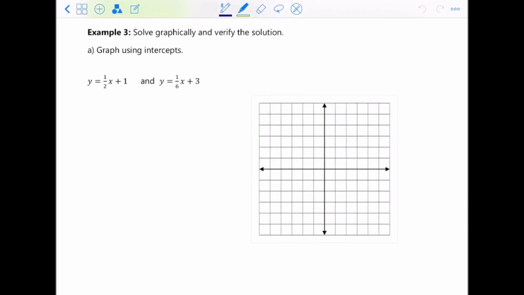All right, now moving on to example 3. Solve graphically and verify the solution. And this time they want us to use intercepts.